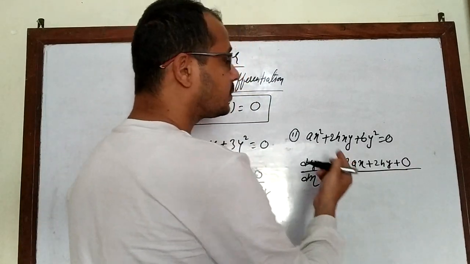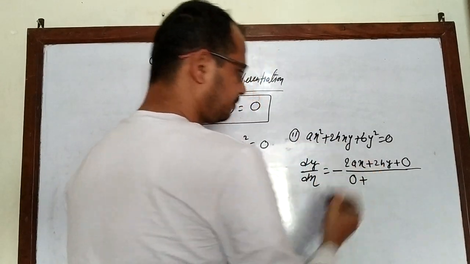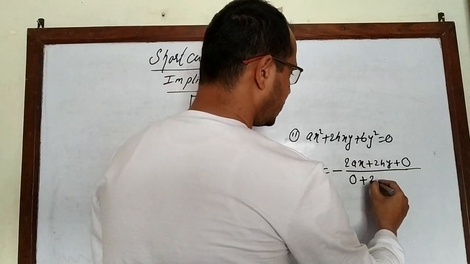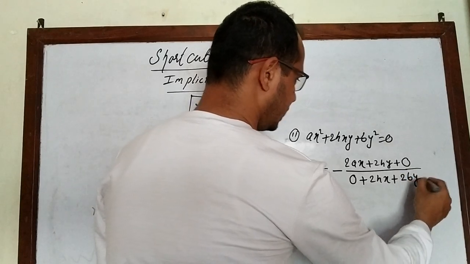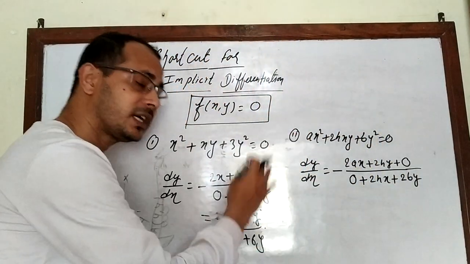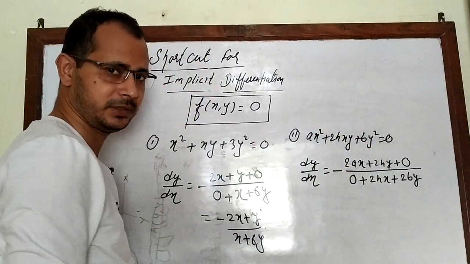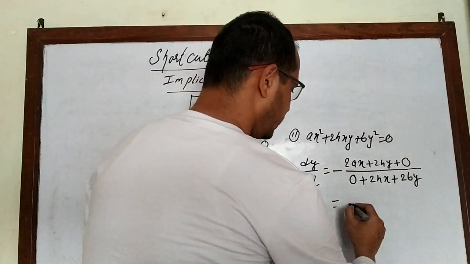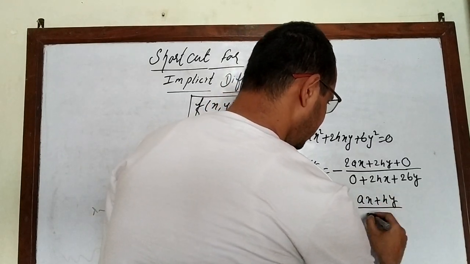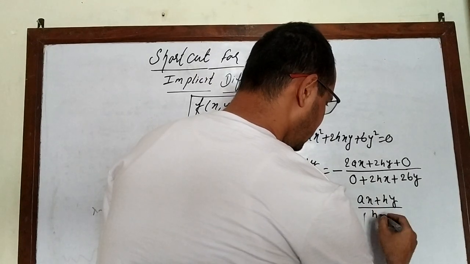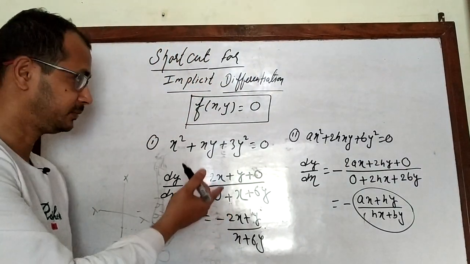For denominator with respect to y, so this is now ax square constant, 0. With respect to y, x is constant, so we get 2hx plus by square will give us 2by, because y is variable, x is constant for denominator. X is variable, y is constant for numerator. In this way, we need to solve it. And we get minus 2 is common, ax plus hy by 2 is common, so hx plus by, and this is our answer. You can cross verify it. Have a look.